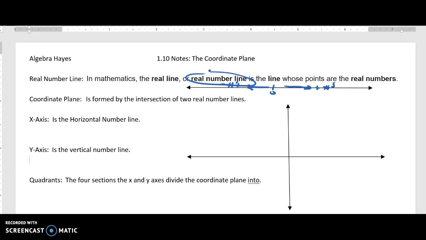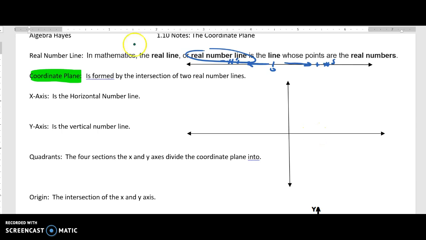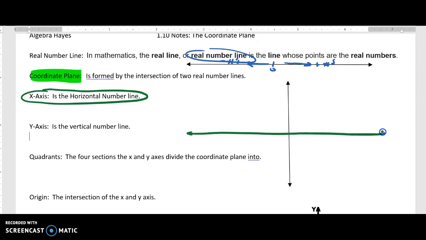Okay? Now, we use two of these real number lines to create the coordinate plane. And the coordinate plane is basically formed by the intersection of these two number lines. So if you look here, this here is a coordinate plane. Okay? Now, in the coordinate plane, the horizontal number line is your x-axis. So when I look at this here, this is known as the x-axis.